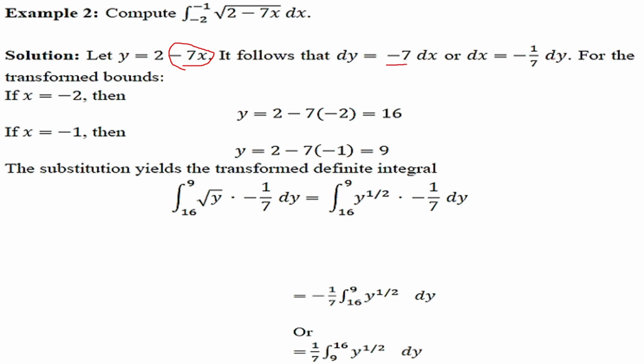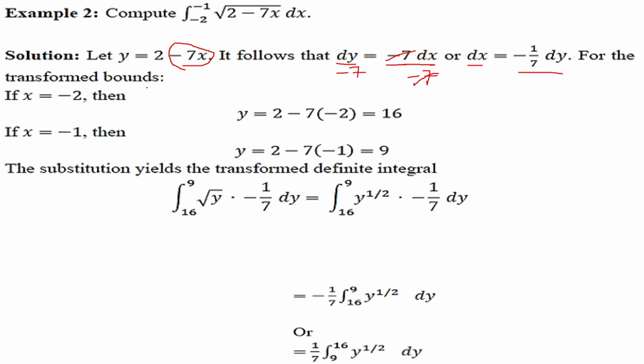Now, how can you get -1 over 7 dy? You divide both sides by -7 to cancel the -7 here, and you will get that dx is equal to -1 over 7 dy.